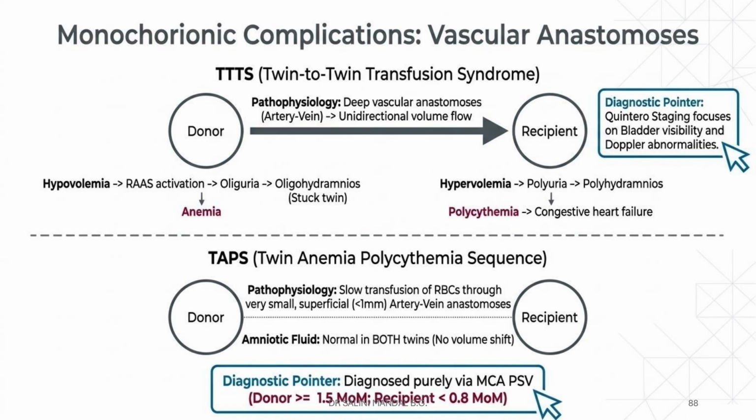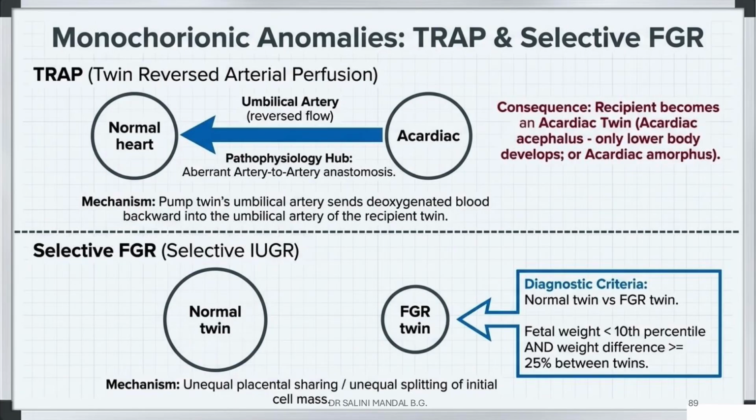Apart from that, we have twin anemia polycythemia sequence. Slow transfusion of RBCs is going to occur through very small superficial artery vein anastomosis. Apart from that, TRAP, twin reversed arterial perfusion, will be there, in which one twin will not have a heart, acardia will be there, and the other one is going to have a normal heart. So the pump twin's umbilical artery sends deoxygenated blood back to the umbilical artery of the recipient twin. That is what happens in the TRAP syndrome.